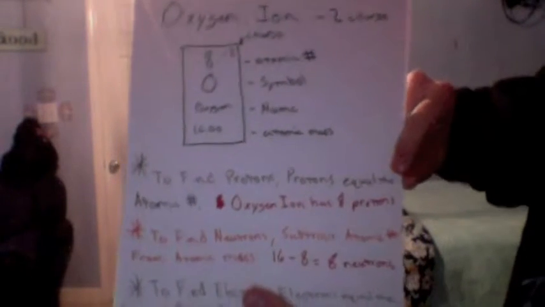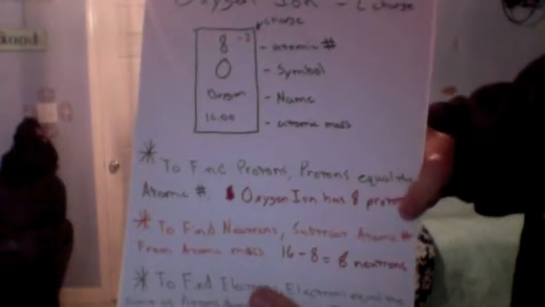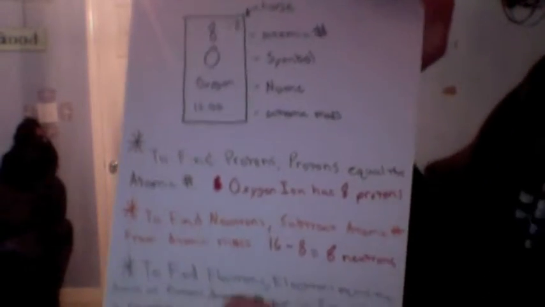Right. For an oxygen ion that has a -2 charge, everything's the same, it's just up here it has a -2 charge. So to find the protons is just the same. It equals the same as the atomic number, so it has 8 protons. For the neutrons, the exact same way, you subtract the atomic number from the atomic mass, which gives you 8 neutrons. The only difference is for electrons.